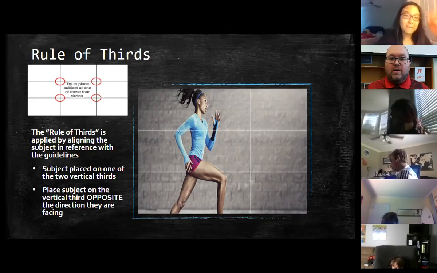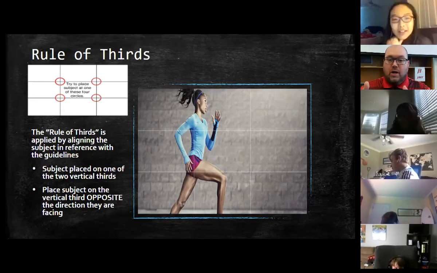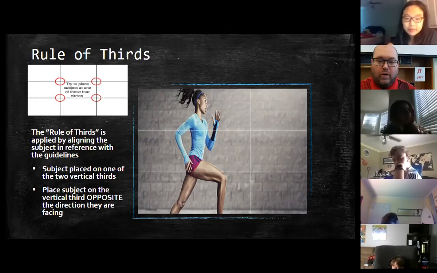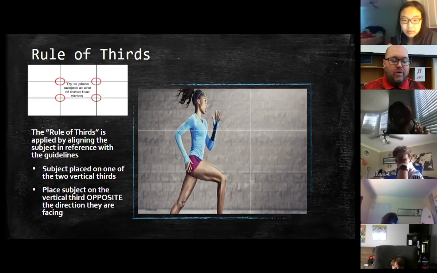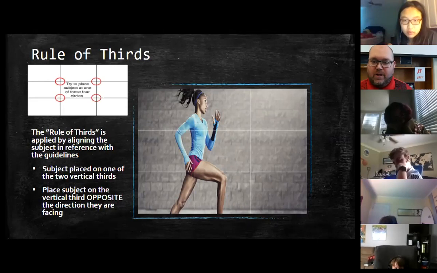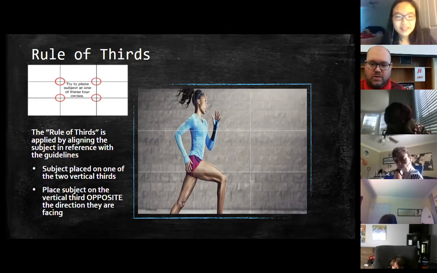Trim them, move them around so that your subject is on one of the two vertical thirds, and put them on the vertical third opposite the way they're facing. And you will be surprised at how much better your photographs look. Okay? It's shocking, something that simple. Okay? So that's our first composition rule, the rule of thirds. Can you guys remember that for me?